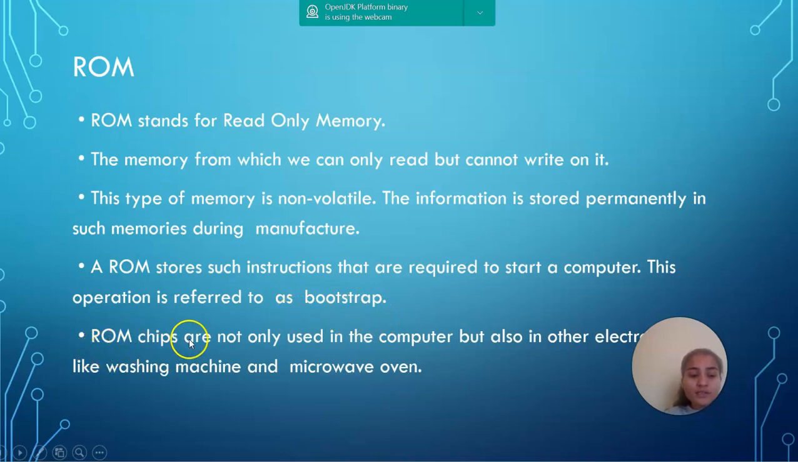ROM chips are not only used in the computer but also in electronic items like washing machines and microwave ovens. When we switch off the computer, the contents of ROM are not erased but remain stored permanently. ROM is a non-volatile memory. ROM stores critical programs such as the programs that boot the computer.